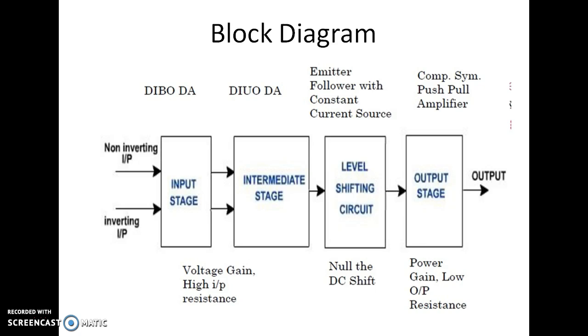Then if you go for the final block, that is the output stage, this stage is normally a complementary output stage. It increases the magnitude of the voltage and raises the current supplying capacity of the op-amp. It also ensures that the output resistance of the op-amp is very low.